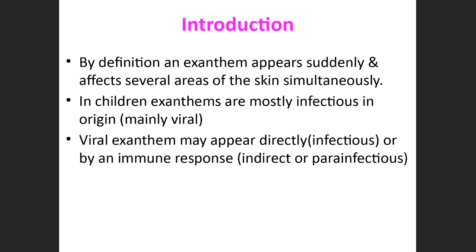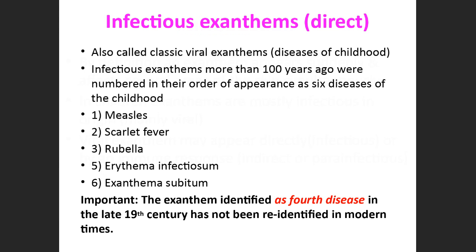Now, how will you define an exanthem? It appears suddenly and it affects several areas of the skin simultaneously. And these are mostly infectious in origin. Now, these infectious viral exanthems may appear directly as a result of viral infection or indirectly as a result of immune response, which are known as indirect exanthems or para-infectious. Infectious exanthems, the direct classic viral exanthems.